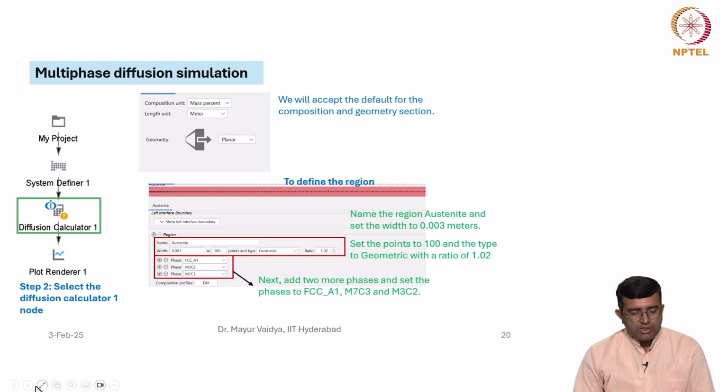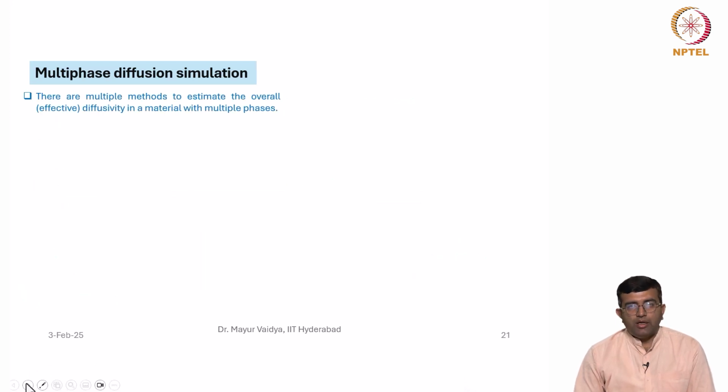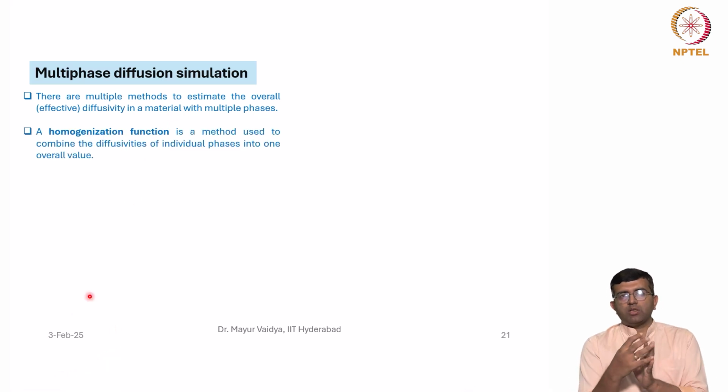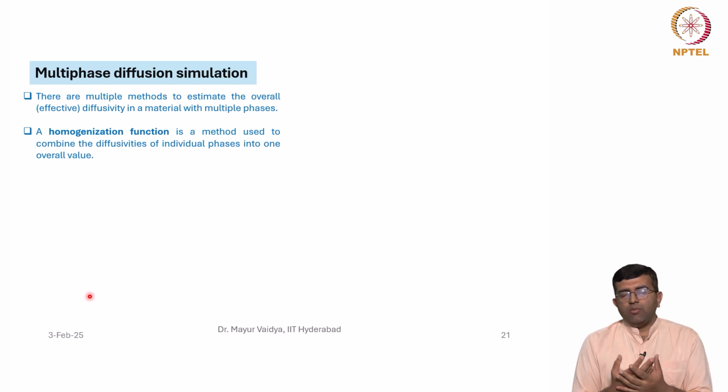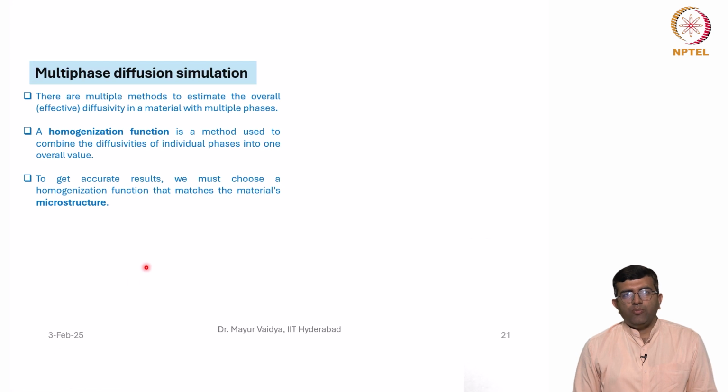So after this selection, you can see that there are multiple methods to estimate the overall diffusivity in a material with multiple phases. Because if there are multiple phases, which diffusivity value do we need to take? Generally what we use is a homogenization function, which is basically a method to combine the diffusivities of individual phases into one overall value. And to get accurate results, we must choose a homogenization function that matches the material's microstructure.